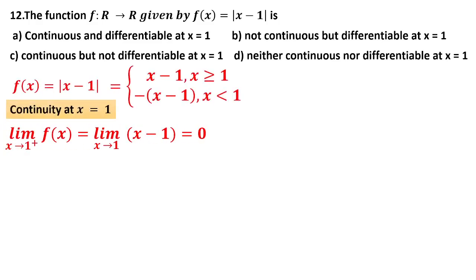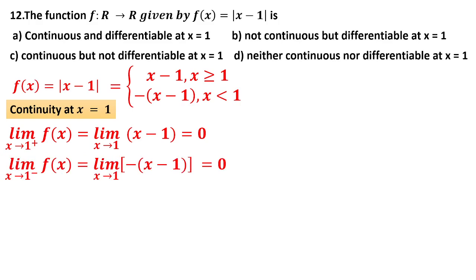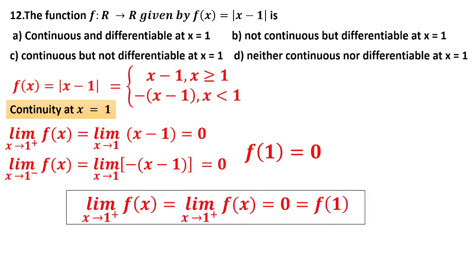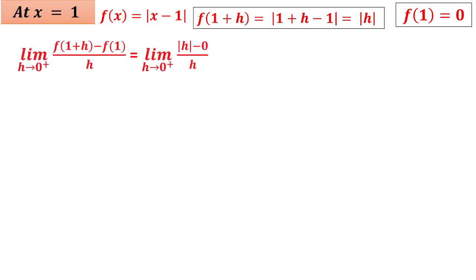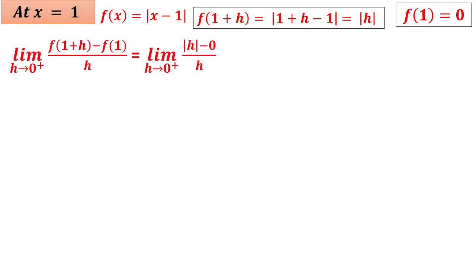I am checking the right limit. For the right limit you have to take x minus 1 because for x greater than 1 it is x minus 1, for x less than 1 it is minus of x minus 1. Both the left limit and right limit are zero and f of 1 is 0. Therefore, this is continuous at x is equal to 1. Let us go to checking the nature of differentiation.